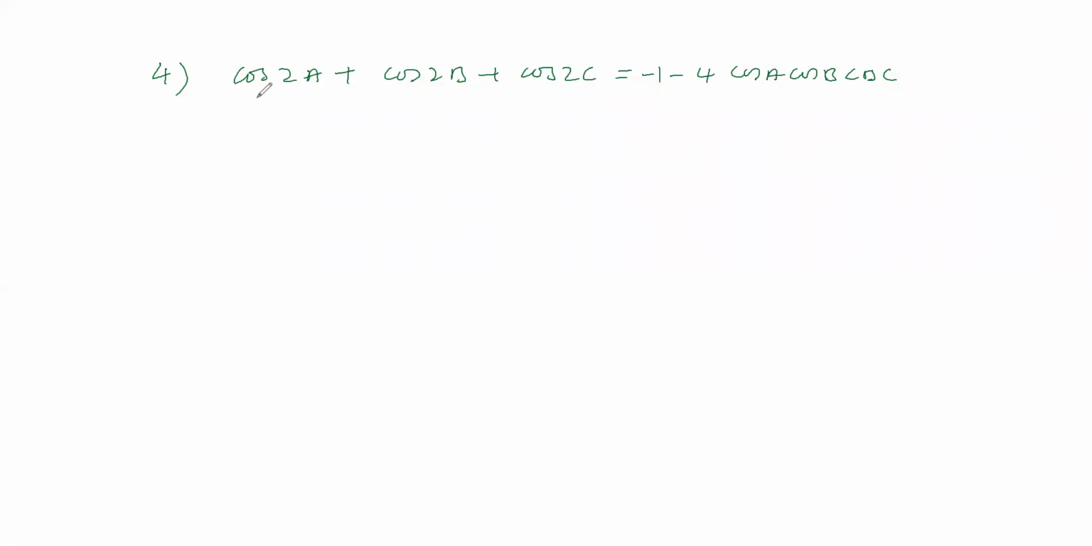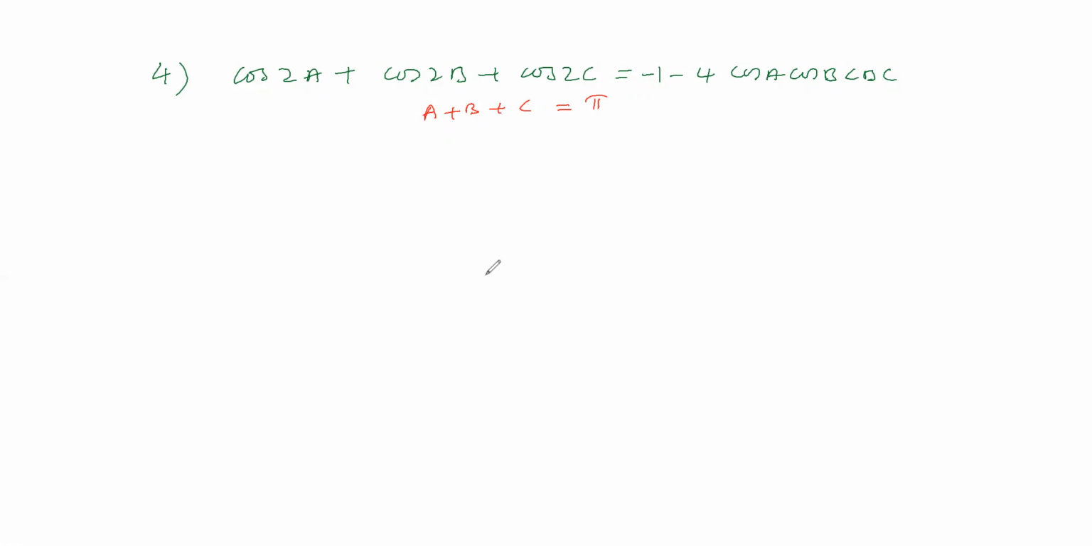We are seeing another identity: cos 2A plus cos 2B plus cos 2C equals -1 minus 4 cos A cos B cos C. We know the value, what is that? A plus B plus C equals pi radian, because angle A, angle B, angle C are the three angles of a triangle.